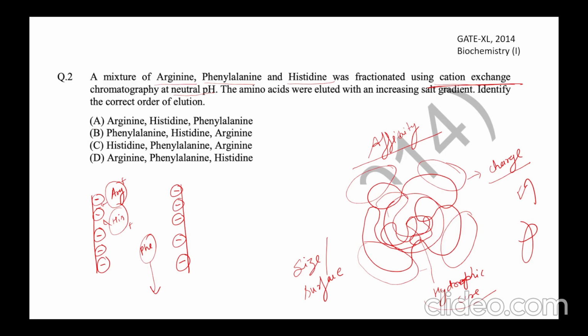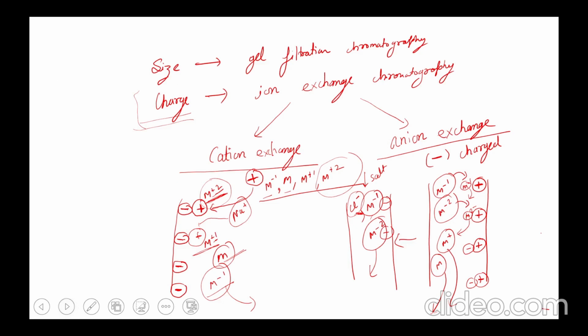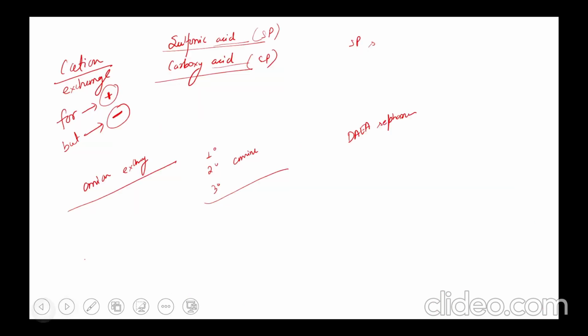Okay, so the one which is more positive, more tightly associated, will be eluted last. So now we have to decide, even between arginine and histidine, which one is the stronger base, or more positively charged, I would say. Okay, so let's see the structure of these two positively charged amino acids, histidine and arginine.